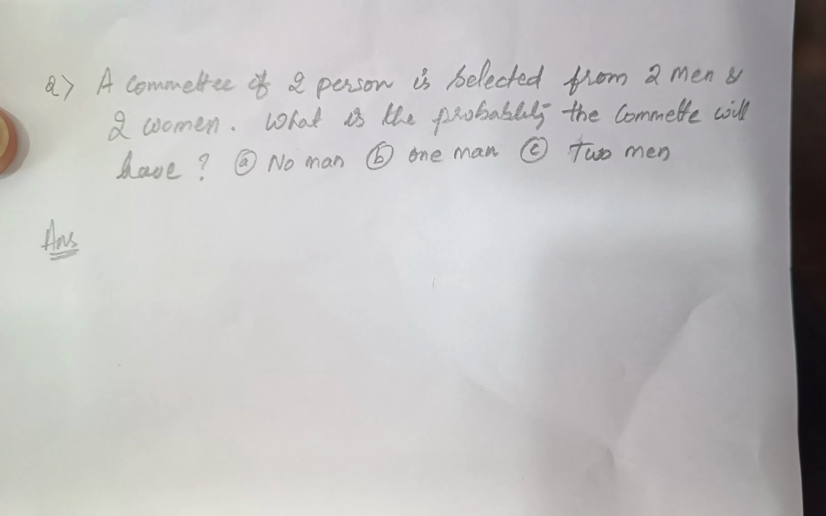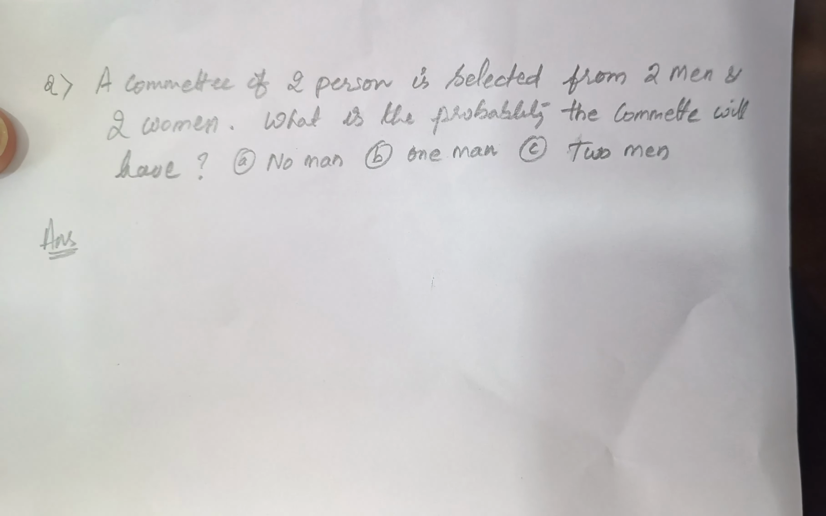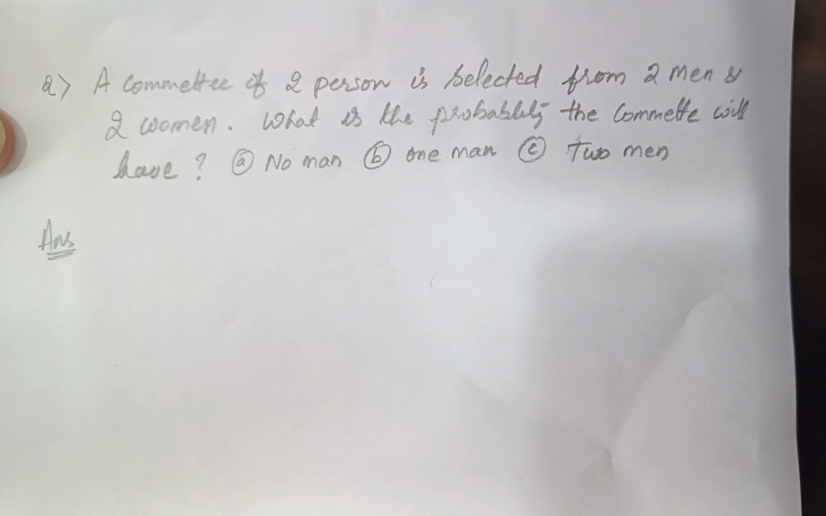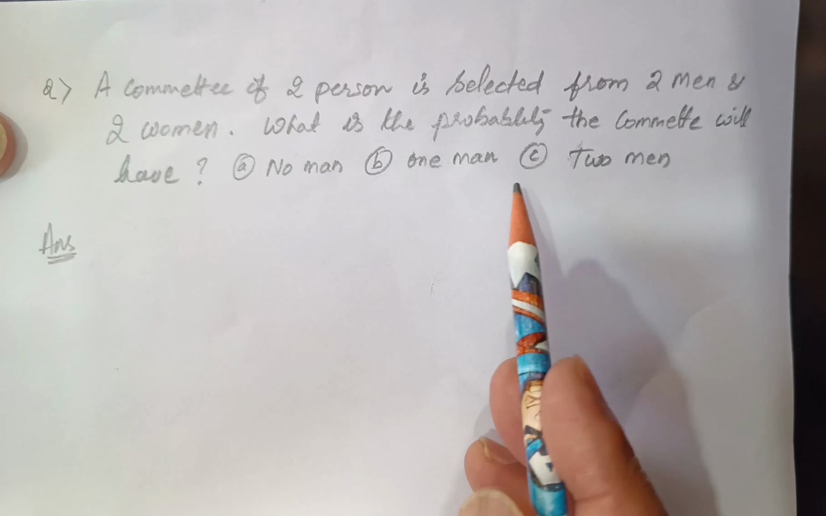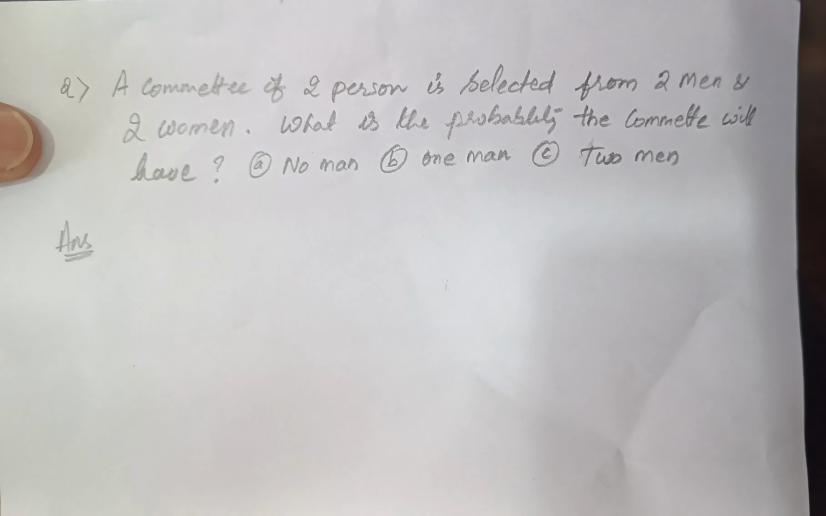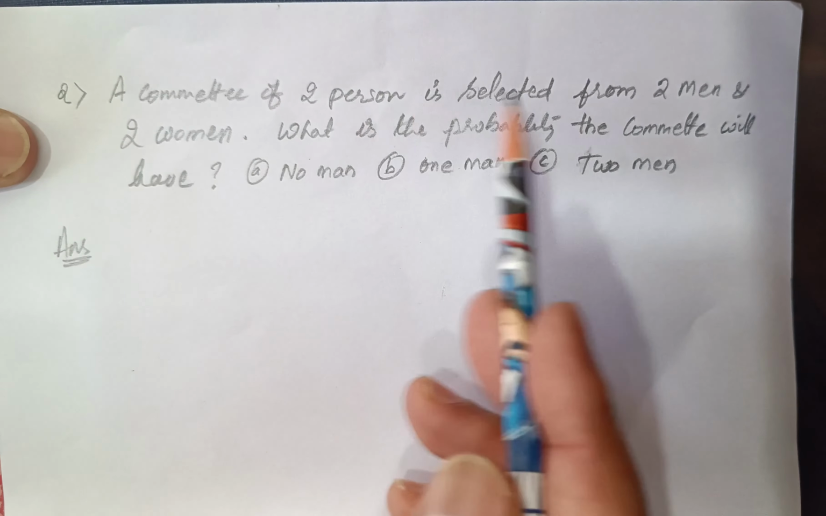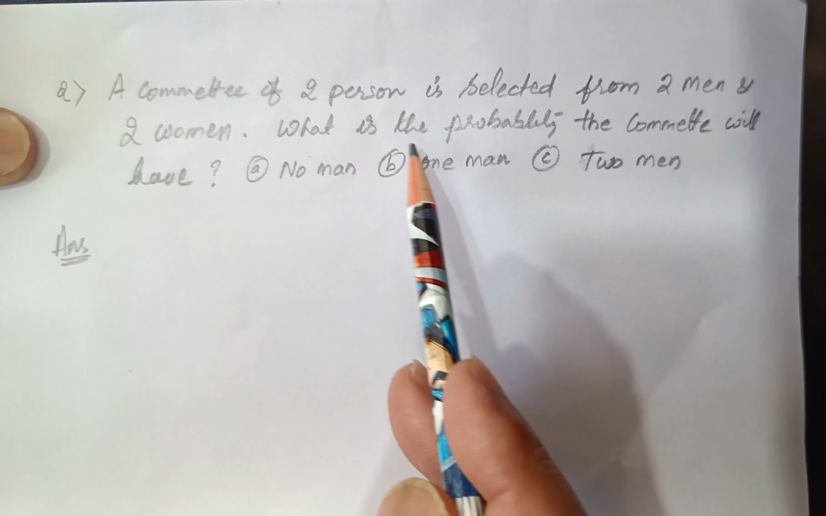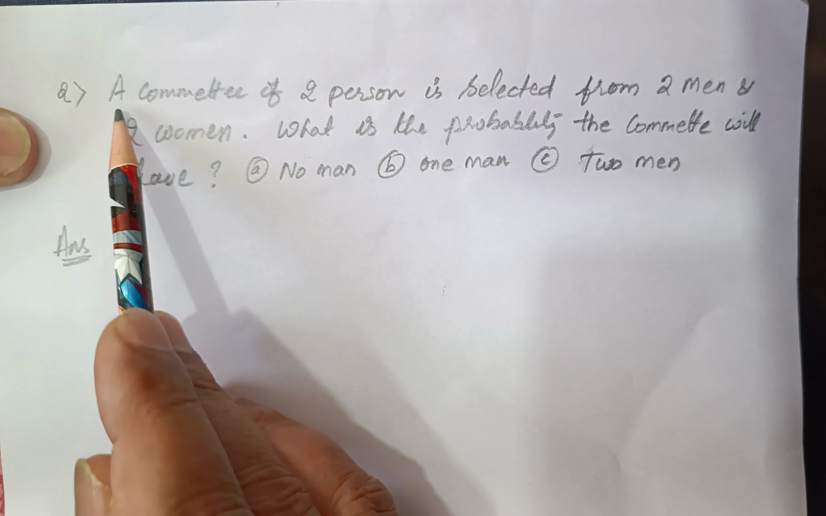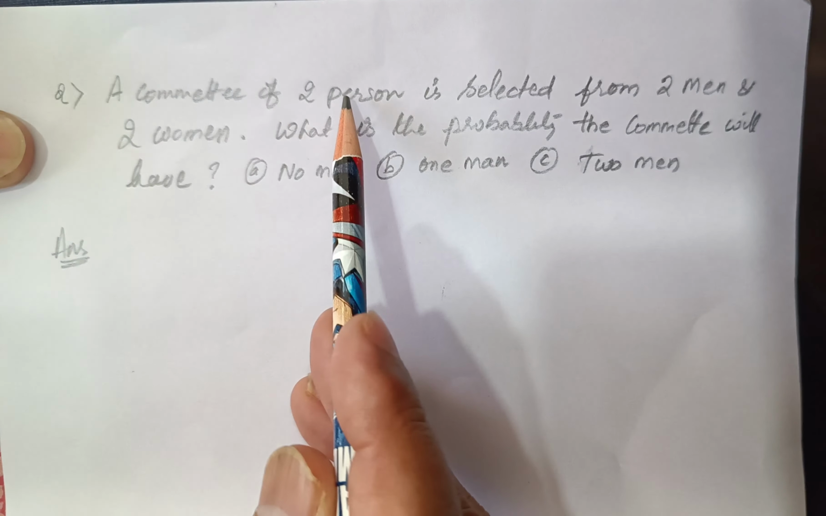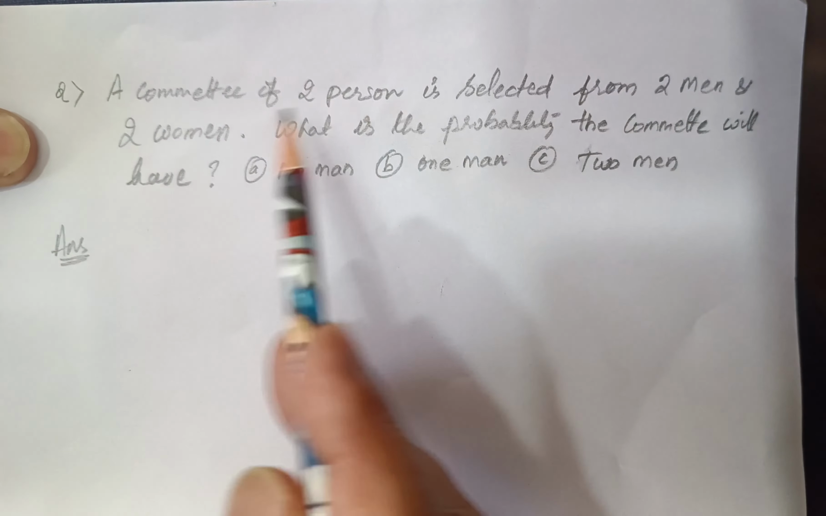A committee of 2 persons is selected from 2 men and 2 women. What is the probability the committee will have condition 1, condition 2 and condition 3? There are 3 conditions given. Now we'll break this sum into 2 parts, this is the first part and this is the second part. The first part given is: a committee of 2 persons is selected from 2 men and 2 women.